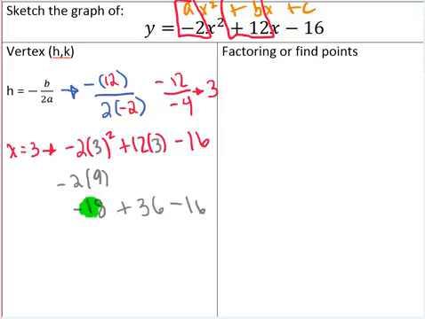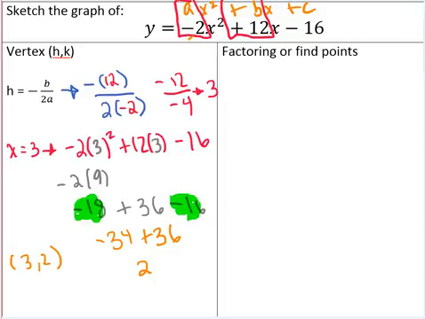I'm going to combine these two first because I like to work with my negatives first. So negative 18 minus 16 is negative 34. Add 36 to it and you get 2. So now my vertex is at 3 and 2. If we notice that this negative 2 up here in front means that we're going to open down for our graph.